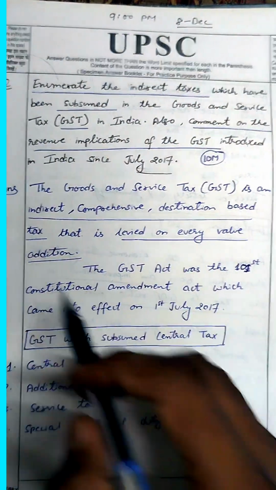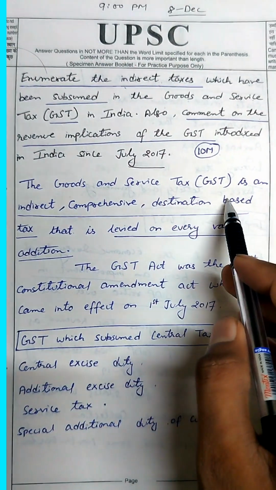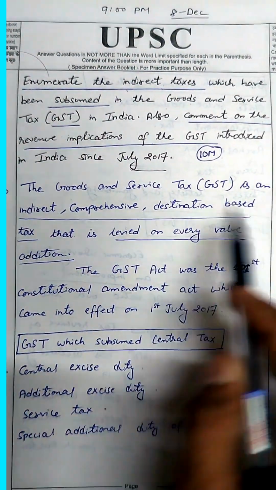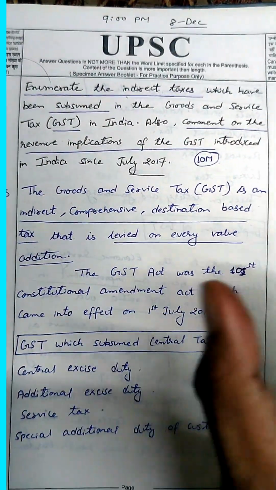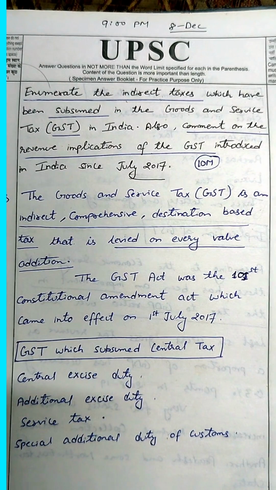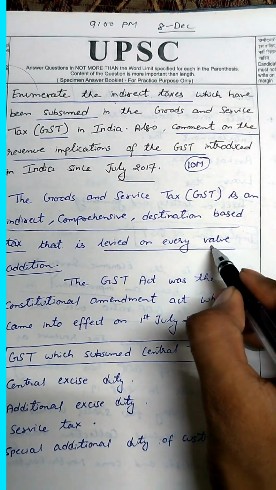Okay, so now how I have started: the Goods and Service Tax, GST, is an indirect, comprehensive, destination-based tax. So that is what I told you, crisp and precise. A comprehensive destination-based tax that is levied on every value addition. So the word value addition.